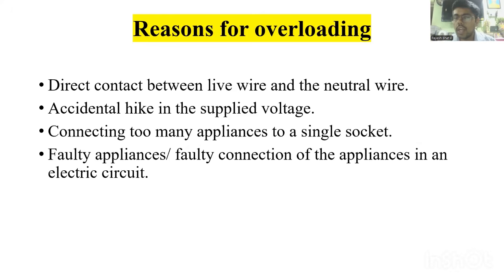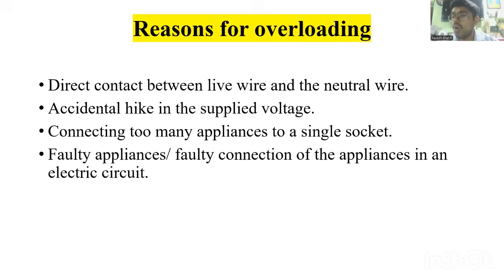So what is overloading? What are the reasons for overloading? When the live wire and neutral wire, inside a wire there will be 2 wires, live and neutral, plus and minus. When plus and minus come into contact, there is an abrupt increase in current, a short circuit. So that short circuit will cause overloading. More current, more overloading.